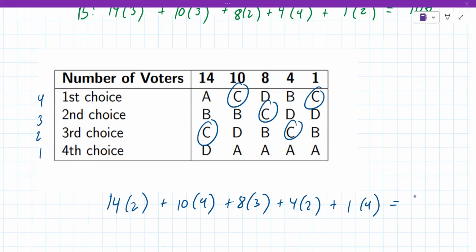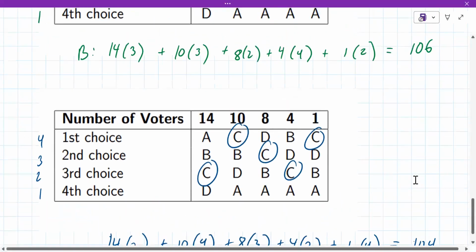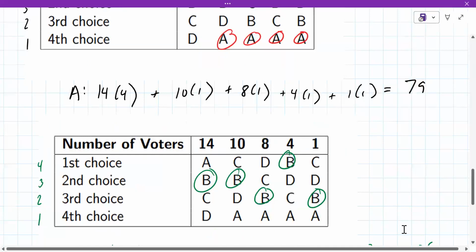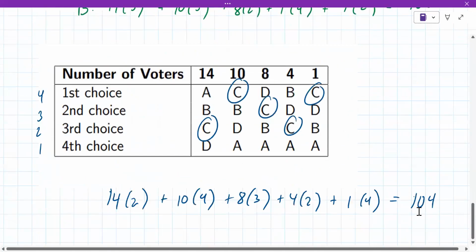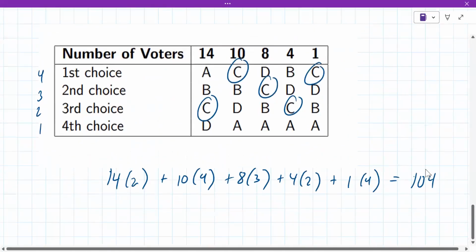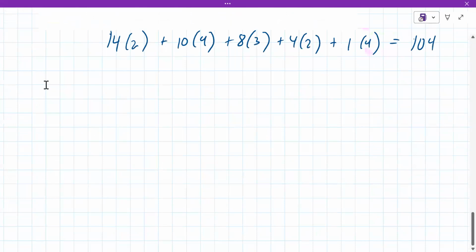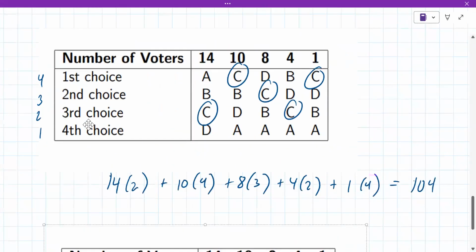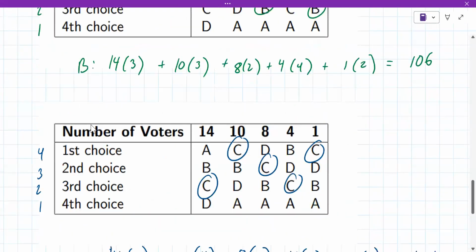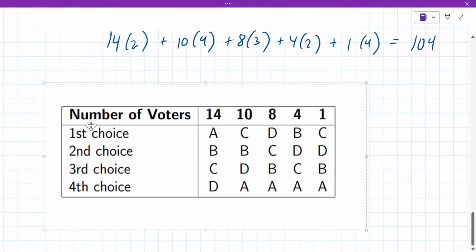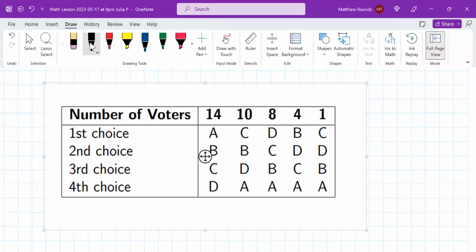Yeah, so 104. So we can kind of look right now and see where we're at. We can say, okay, B is first place, C is second place, and then A is third place. And we'll do it one more time for the last one there. We're gonna do it for D now, yet another color here.